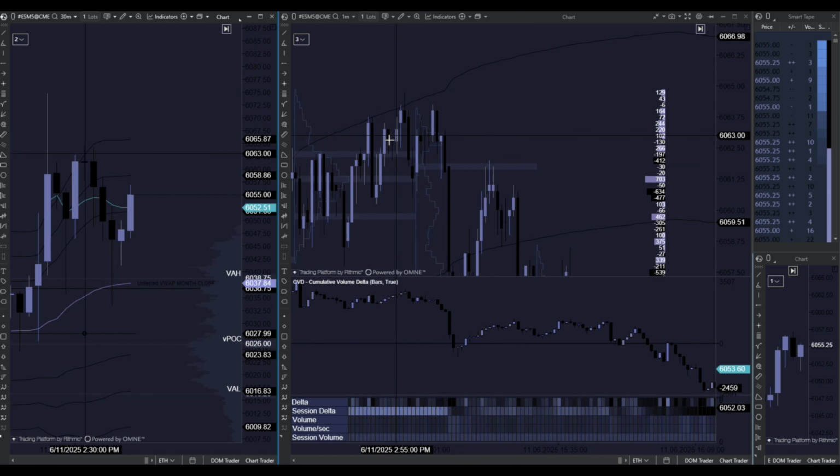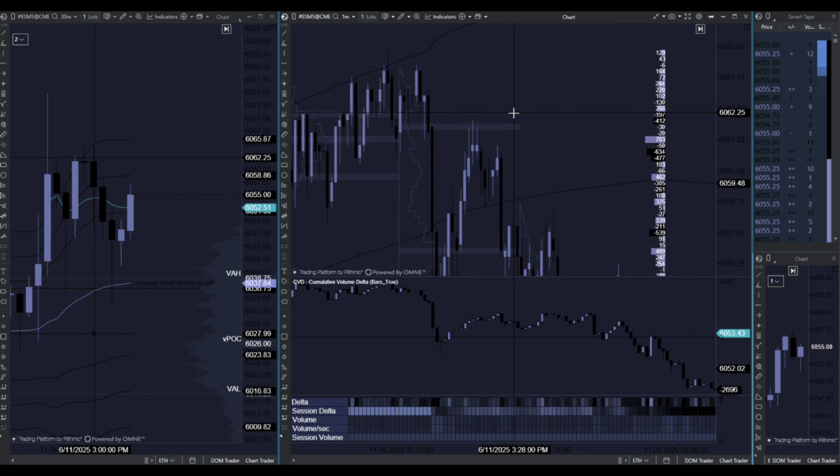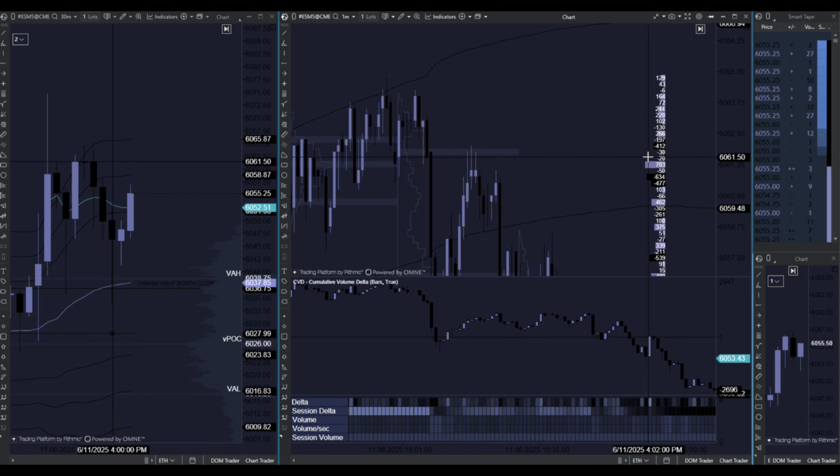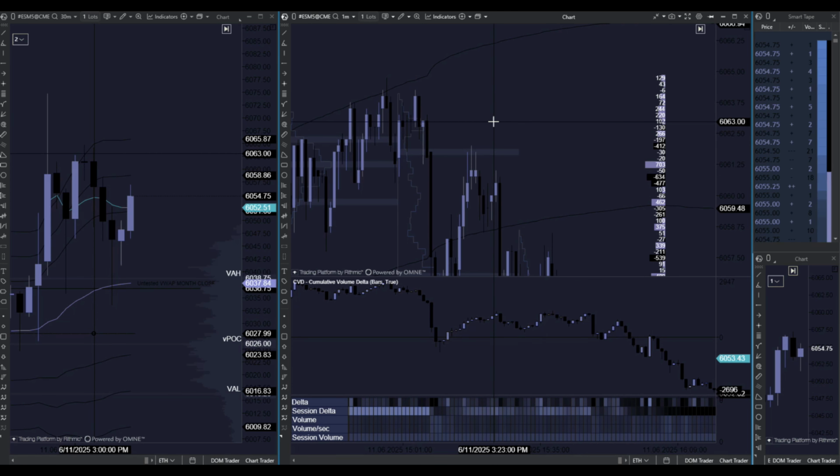This is where I zoom into my 1-minute chart. I'm not just jumping in blindly off the higher time frame level. What I'm really hunting for is confirmation through order flow. Specifically, I'm watching for a few key things.